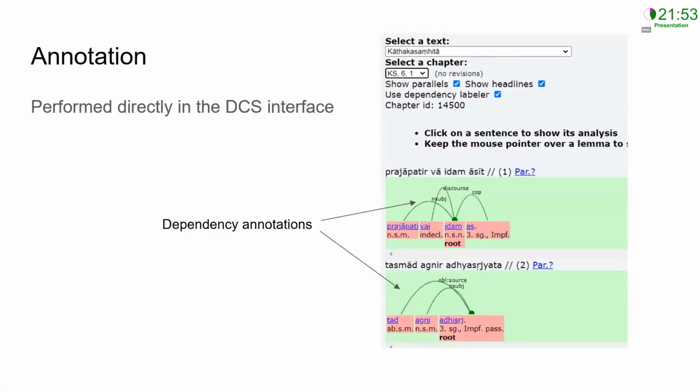So we perform our annotations directly in the interface of the Digital Corpus of Sanskrit. And here, for instance, you see the first 2 sentences or first 2 lines from the Kathaka Samhita, a text on which we cooperate with Kyoko's group in Kyoto. And you see here, for instance, the first sentence, Prajapati is labeled the subject of the root word idam, a pronoun. Idam is modified by a discourse particle, and it also has the verb as a copula.